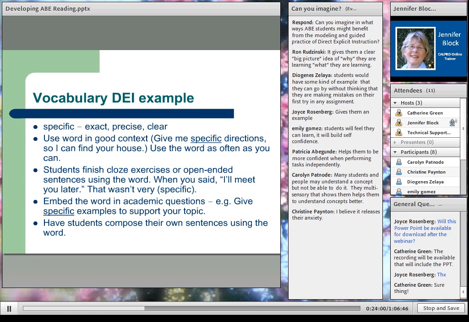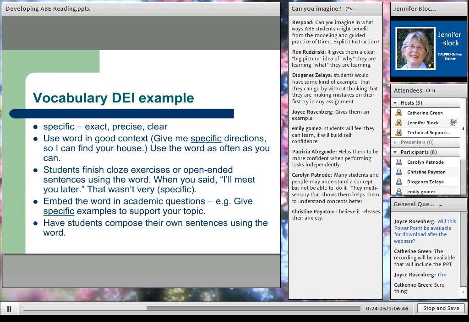Embed the word in academic questions. Give specific examples to support your topic. I must say, as much as I say this, they still give me very general examples, and I keep wanting them to... I keep wanting to model, and I do model, what a specific example is. And then have students compose their own sentences using the words.